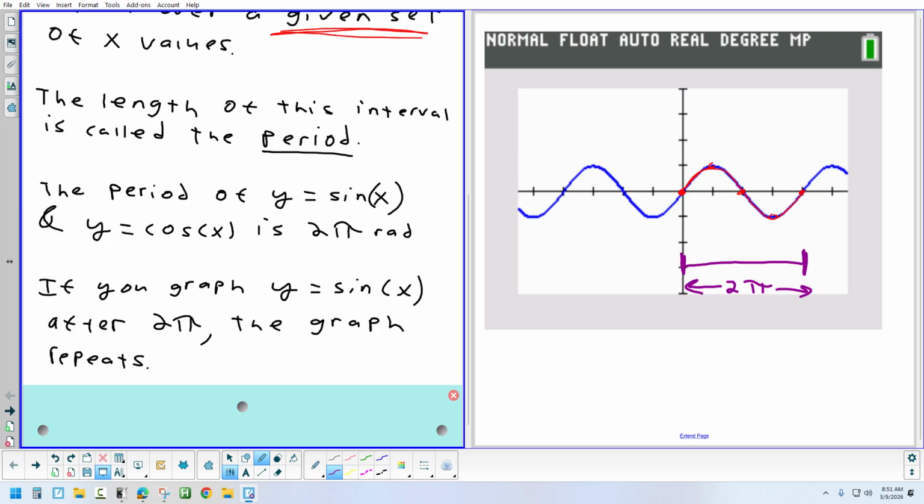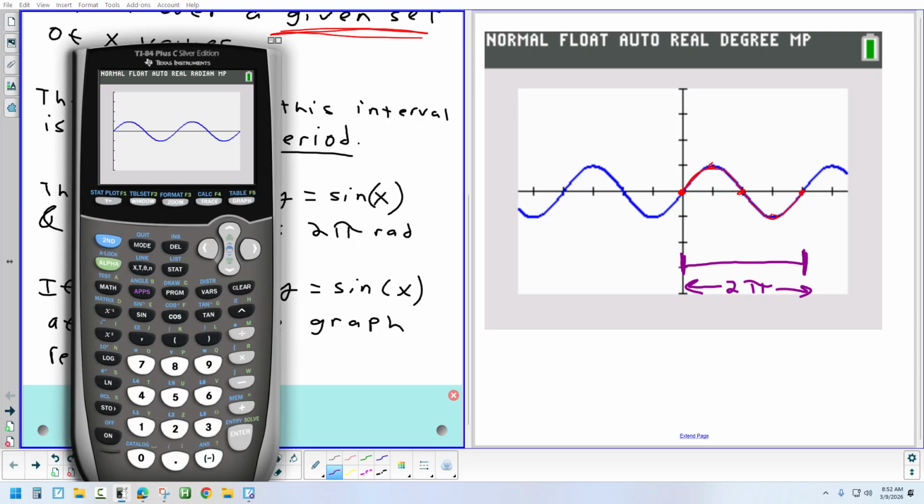So if you continue to graph after 2 pi, if you go beyond this first section, you're just going to see this first section in red repeat itself. That's all that's going to happen. We saw that on the calculator. When I went beyond 2 pi and I set it to 4 pi, that's exactly what it did. It just repeated the section you already saw. And it repeats to the left as well.